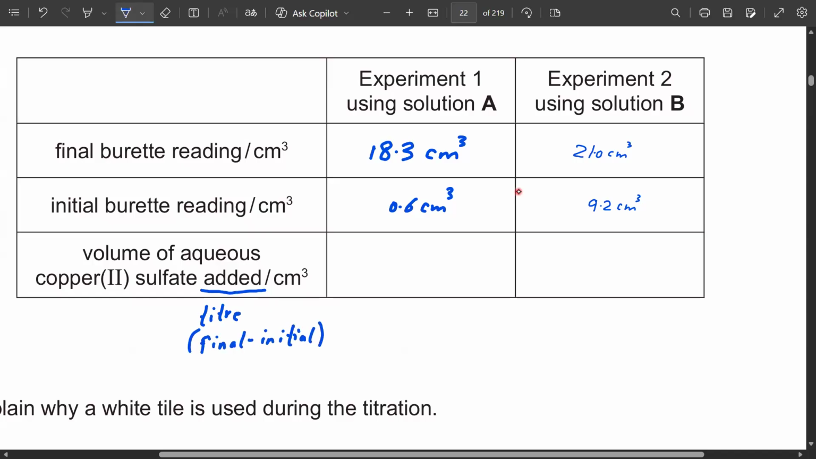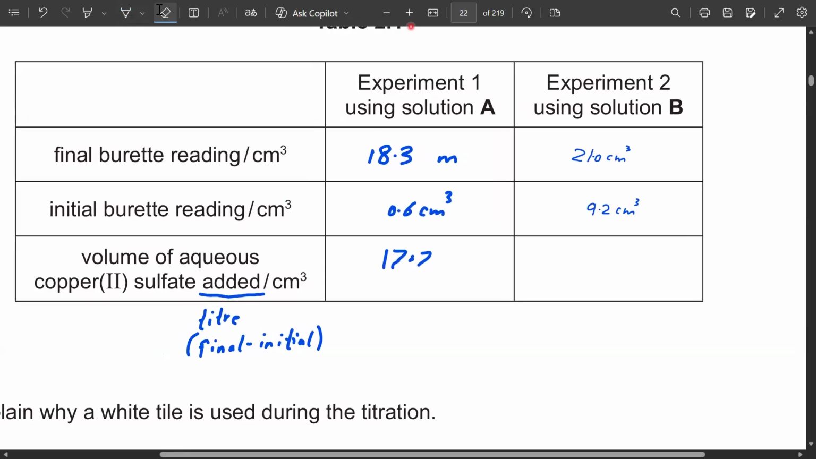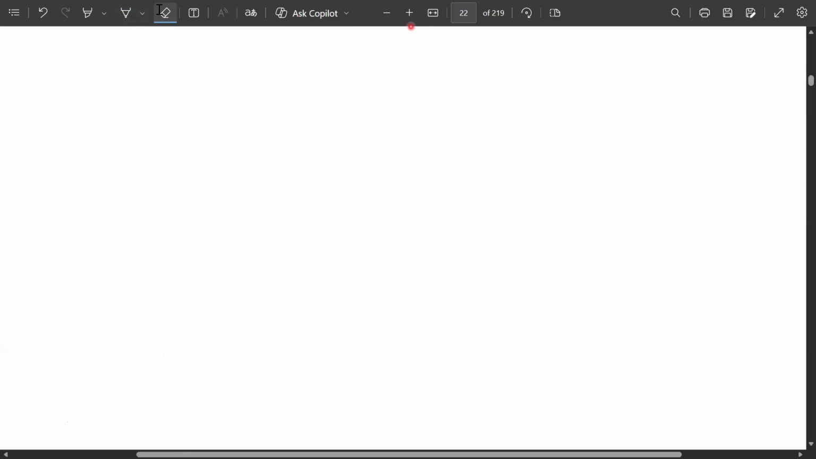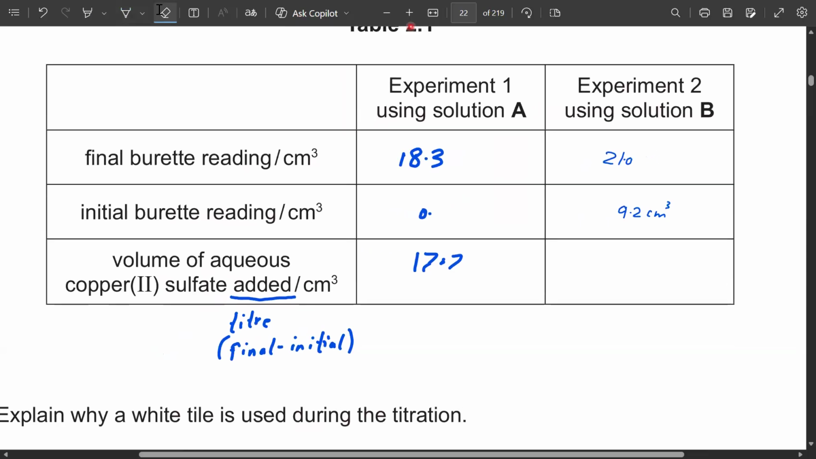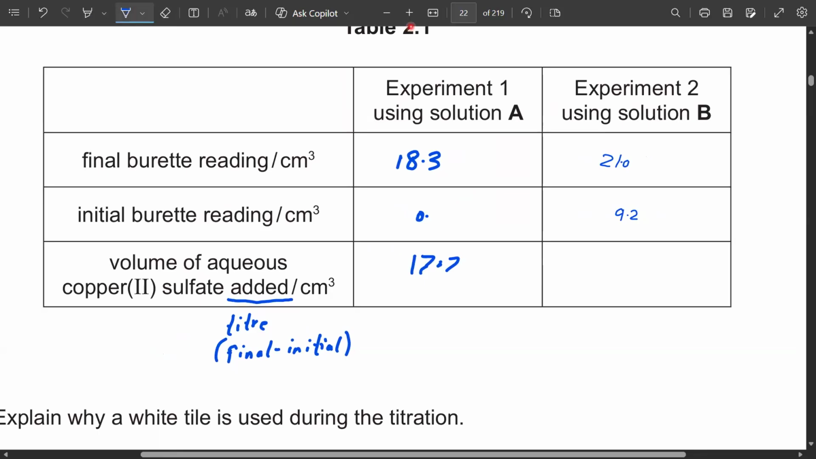So it shall give you 17.7 cm cube. One more thing. You do not need to write cm cube every time because we remember it is already given in the statement or the heading of the question. It's already in the table over here. So you do not need to put cm cube for the values. It was 0.6. So 17.7 is the result over here. And in the second experiment, it is 11.8.